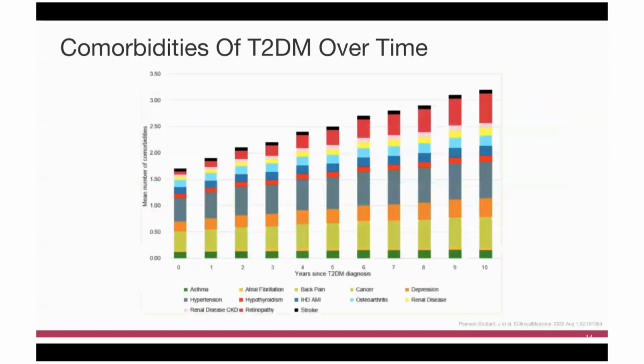This chart is also looking at comorbidities, but it's looking at comorbidities over time. Not surprisingly, we see the number of comorbidities rise the longer a person has type 2 diabetes.